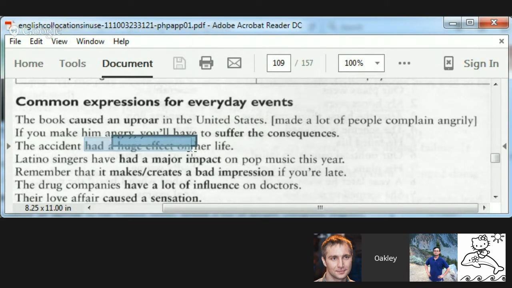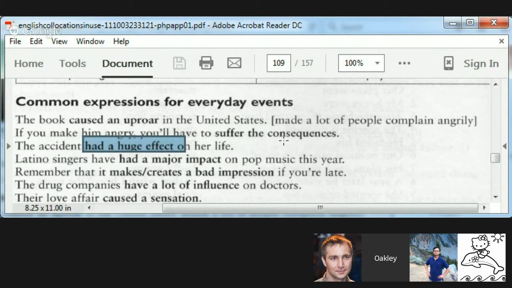Had a huge effect? Yeah, sometimes it's very good. You're absolutely correct. For example, the couple near my house got in an accident and they could get a lot of money from insurance. Okay, they got in an accident. I got in an accident. They got in an accident.